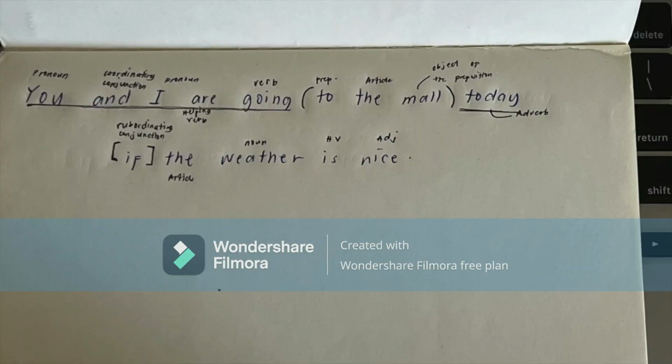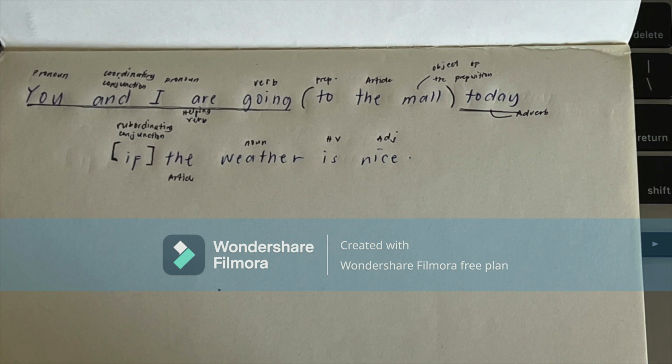Here is the example sentence: You and I are going to the mall today if the weather is nice. You can see that I labeled all the words here according to their structure words. The phrase to the mall was enclosed in parentheses because it is optional. If we eliminate this phrase, it will be like this: You and I are going today if the weather is nice. The sentence still has a complete thought even without the phrase to the mall.